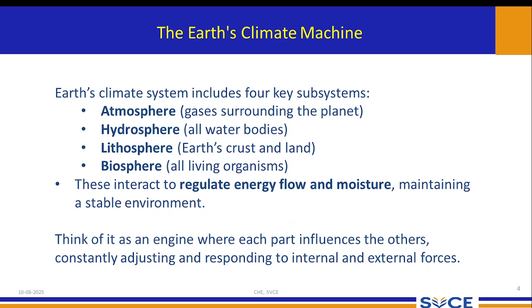The Earth climate system includes 4 key subsystems: atmosphere, hydrosphere, lithosphere, and biosphere. Atmosphere means the gases surrounding the planet. On Mars, carbon dioxide surrounds it. Just see Saturn: what are the gases surrounding the planet Saturn? Hydrosphere means all water bodies. Lithosphere means the Earth's crust and land.